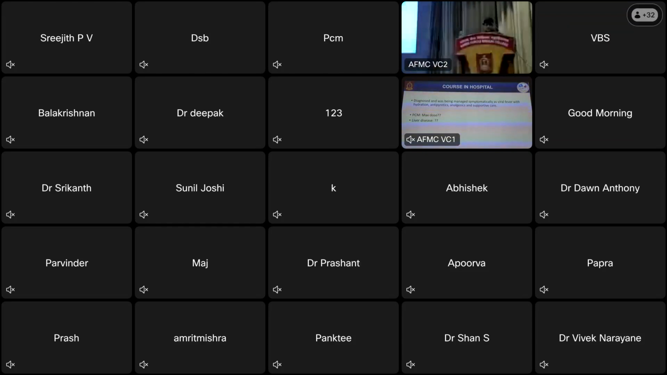He was diagnosed and was being managed symptomatically as viral fever with hydration, antipyretics, analgesics, and supportive care. What is the maximum recommended dose of paracetamol per day? Sir, in adults it's 4 grams per day. As per FDA, it has recently been reduced from 4 to 3 grams. And what if the patient has liver disease? Maximum 2 grams per day. Correct. Sit.